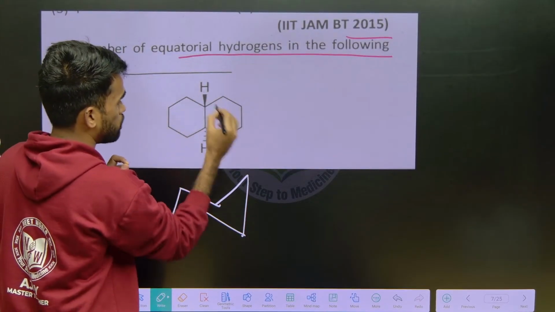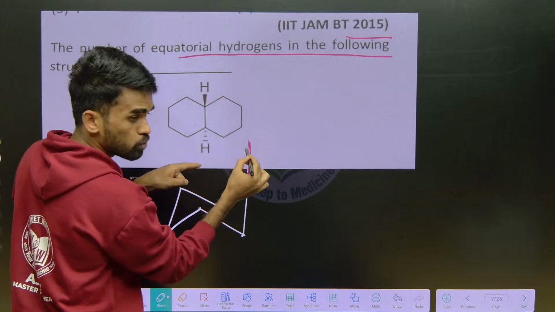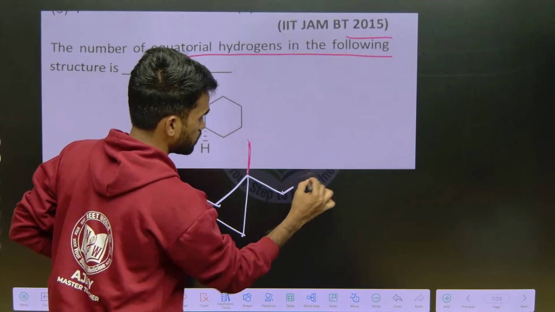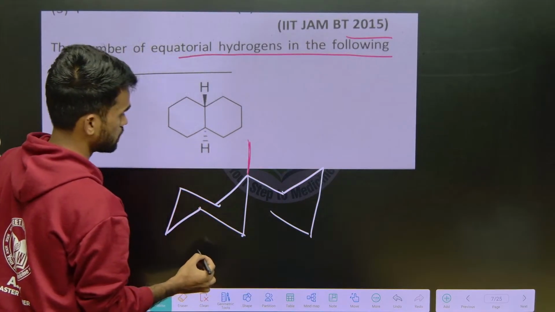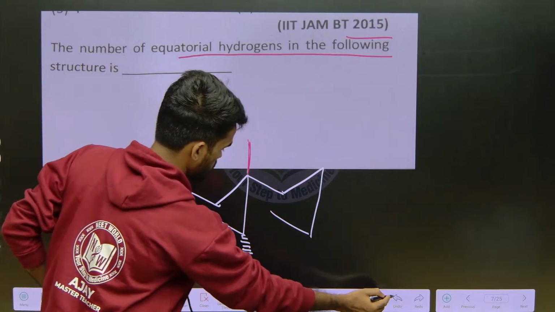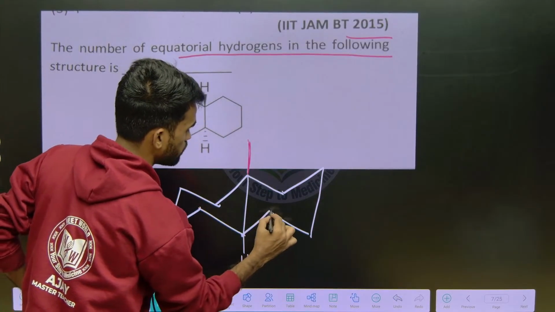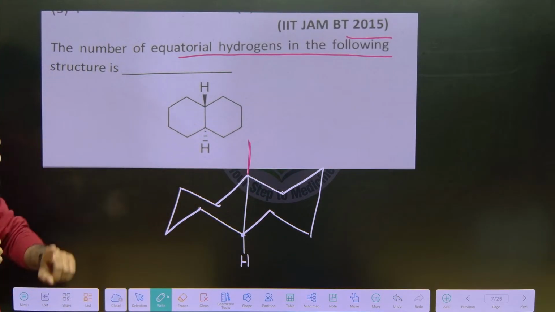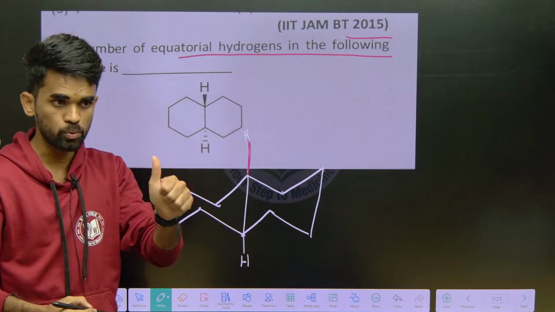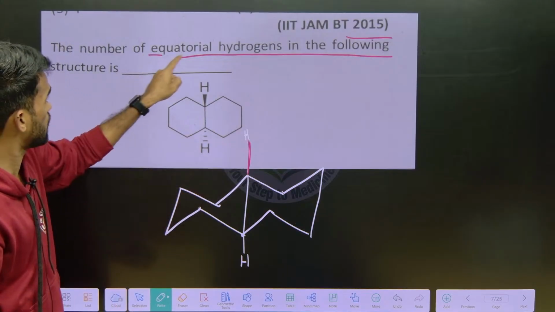And I have given one trick. If it is above the plane, keep the bond as an upward line, and axial is occupied. Equatorial will be on this chain again, like this. And if it is below the plane, you write the hydrogen downside, and this will be connected like this. Now on each carbon there will be 2 hydrogens and 2 positions, one axial, one equatorial. Now count the number of equatorial hydrogens they are asking.